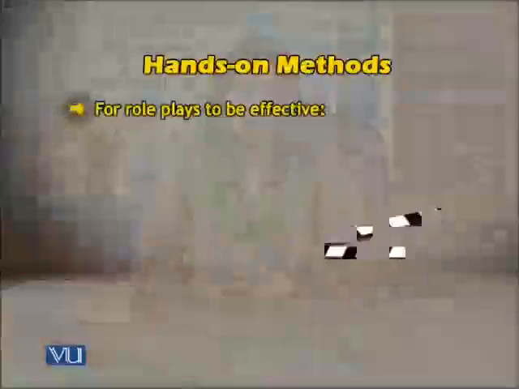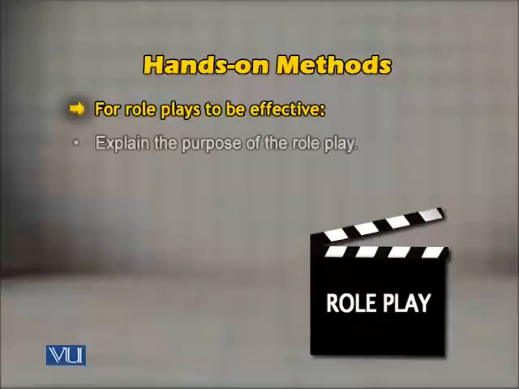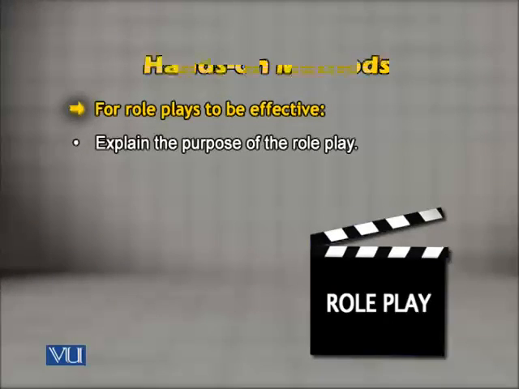For a role play to be more effective, for a role play to have more learning effectiveness, it is very important that there are certain guidelines that must be followed to carry out a role play. The guidelines are very simple, but they need to be incorporated in that activity. First of all, the trainer or the facilitator has to explain the purpose of the role play.